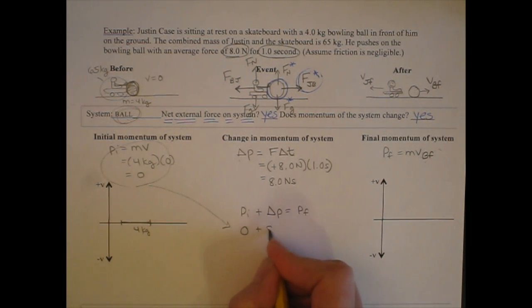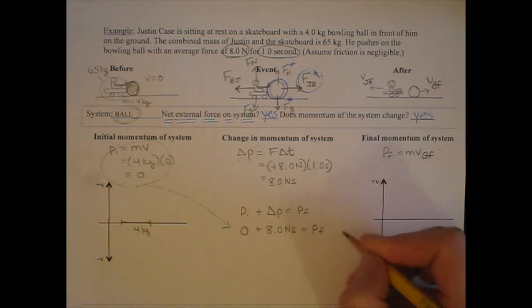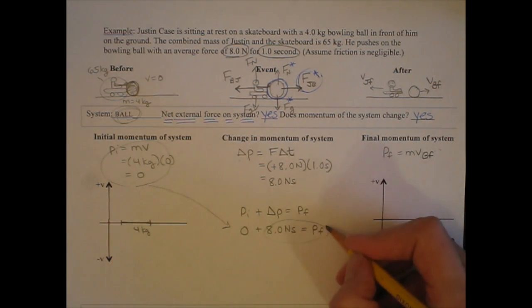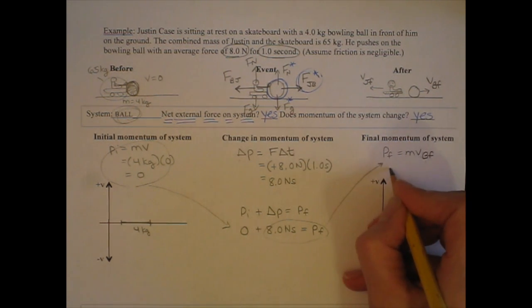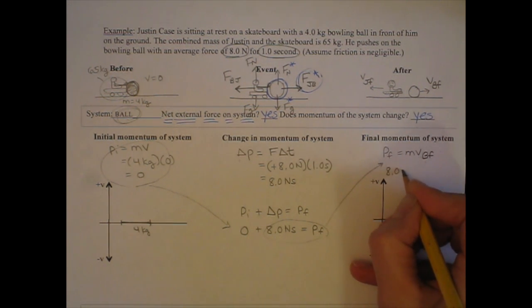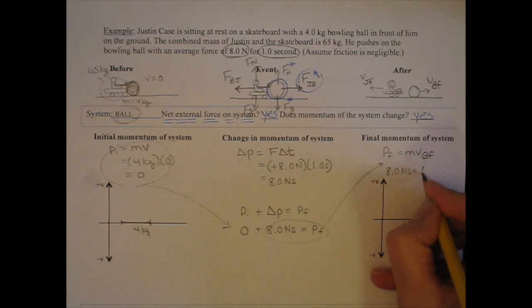The change in momentum is 8 newton seconds, or kilogram meters per second, and that's equal to the final momentum. Now that we know the final momentum, we can calculate the final velocity of the ball. So the final momentum is 8 newton seconds. The mass was 4 kilograms.